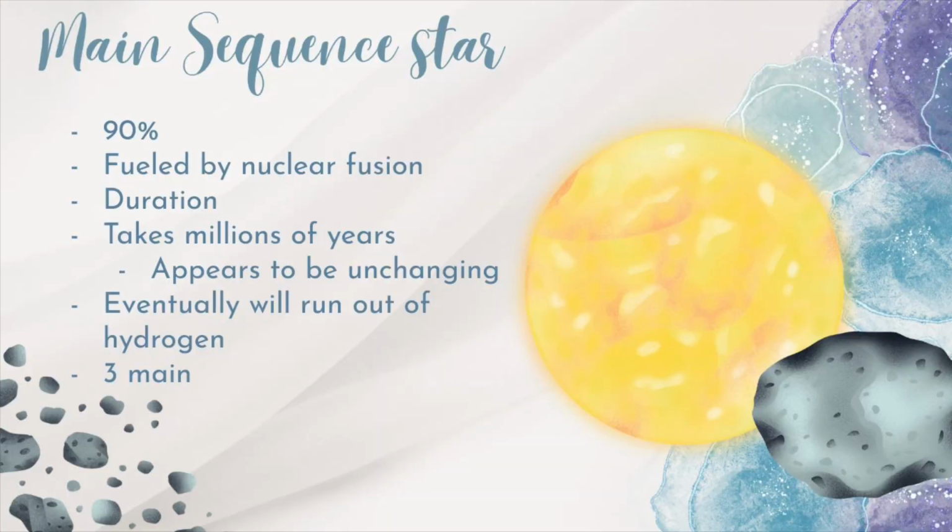90% of stars in the universe are main sequence stars. Main sequence stars are the standard stars that are powered by nuclear fusion. The duration of the star's life depends on how much hydrogen and helium is reacting with each other. All main sequence stars will burn for millions of years and appear to be unchanging. Eventually, the main sequence star will run out of hydrogen, in which the star will begin to collapse in on itself. 3 main sequence stars in our universe are Sirius, Alpha Centauri A, and our Sun.